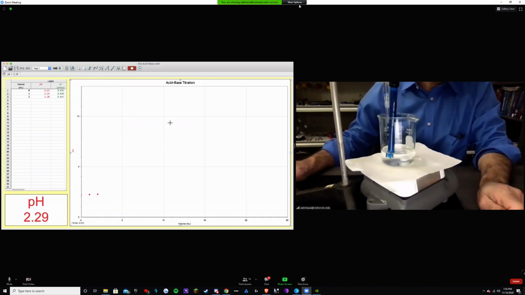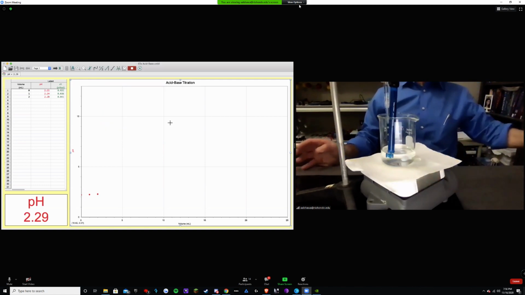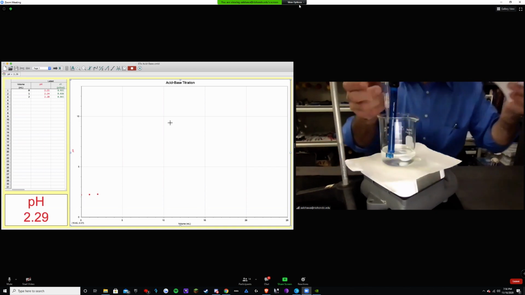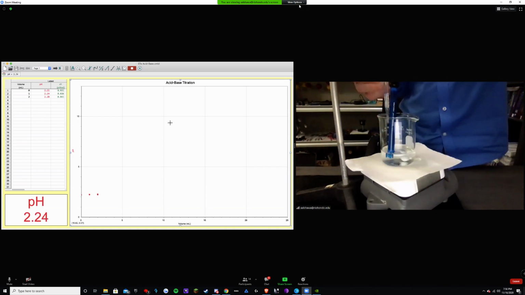Okay, let me add the third milliliter. So I'm going to add a third milliliter. One hand on the nozzle, and deliver the third milliliter.